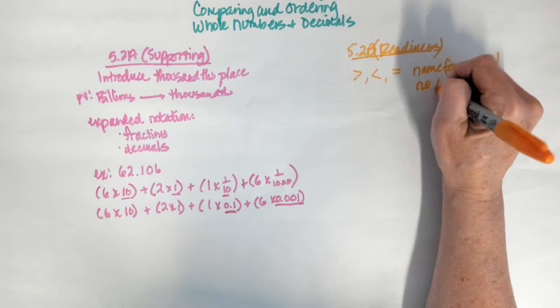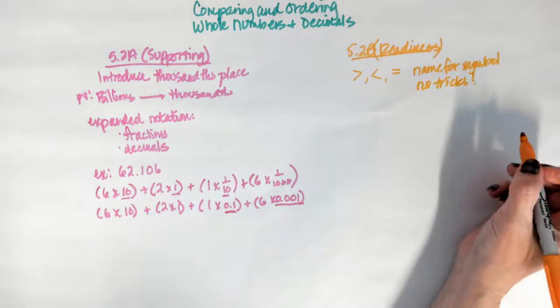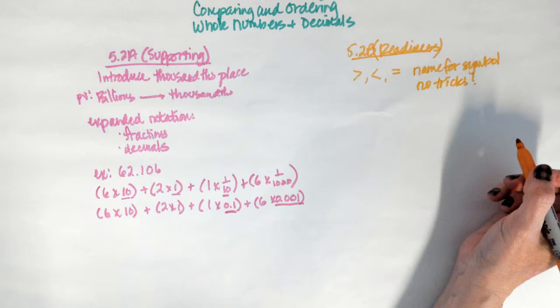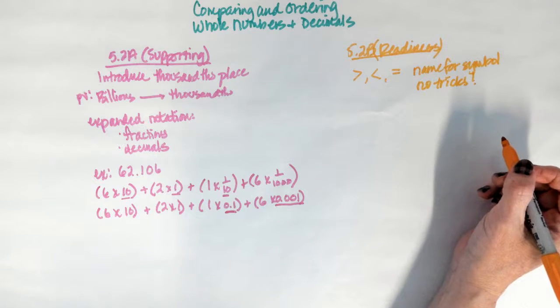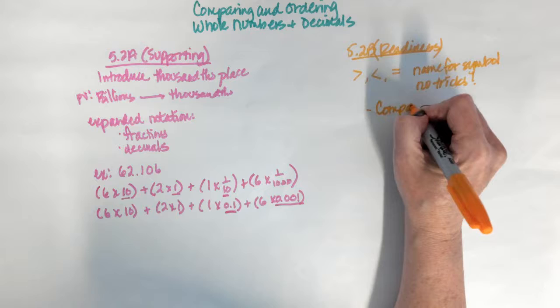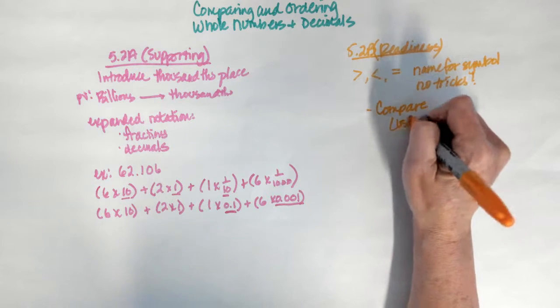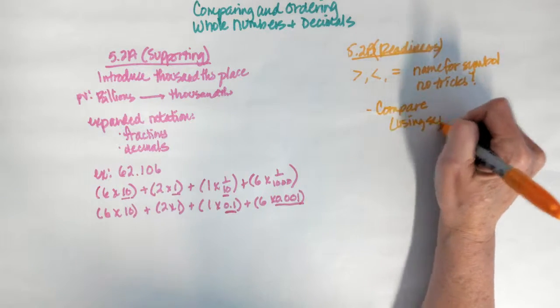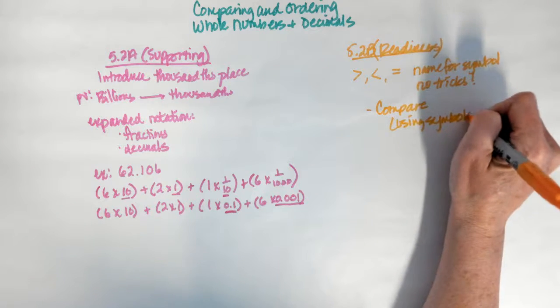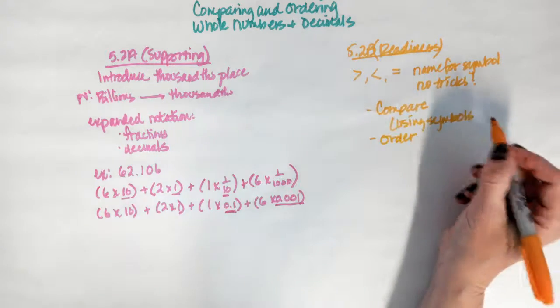No tricks. It's critical for their success in future grades. So no tricks. Now we're comparing. These are our 2 verbs for this unit. We have to compare. That's using the symbols. And we have to order. So those are 2 different verbs.